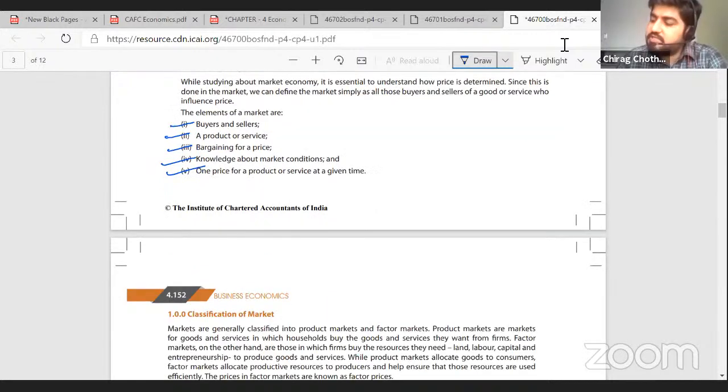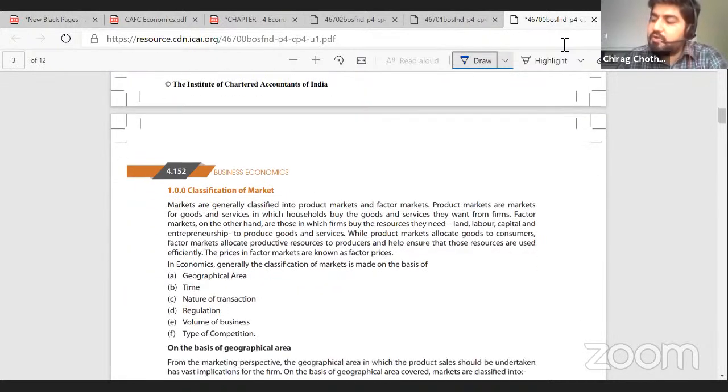Now the next part, students, it is named a classification of market. Very important classification that we are going to understand. Markets can be classified based on the geographical location, based on time element, based on nature of transaction, based on regulation, volume of business, and types of competition. Okay, so A, B, C, D, E, F. There are six parts how we classify the market. What are the six parts? First one is geographical area. Next one is time. Next one is nature of transaction. Next will be regulation, volume of business, types of competition.